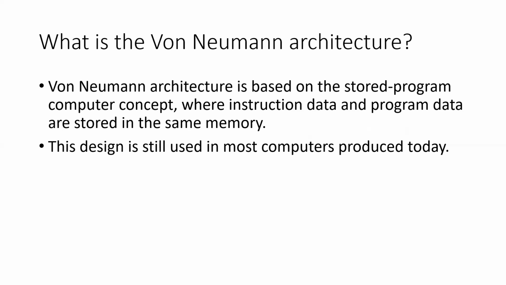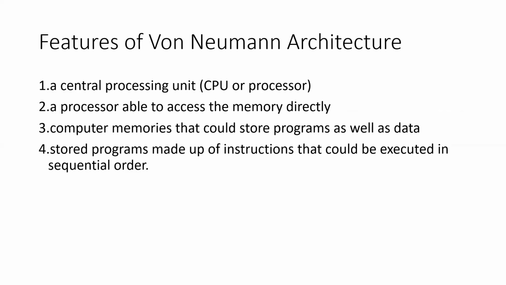Now, I'm going to give you some of the important features of von Neumann. Look at it very carefully. The first important feature: the whole program is loaded into memory. In von Neumann architecture, there is only one single central processing unit, only one processor. Nowadays, we have multiple processors. And the processor is able to access the memory directly.